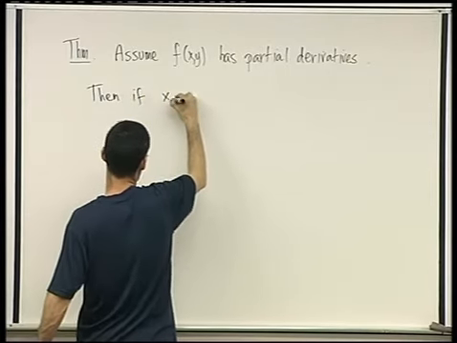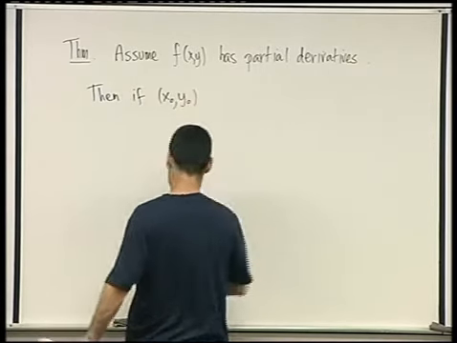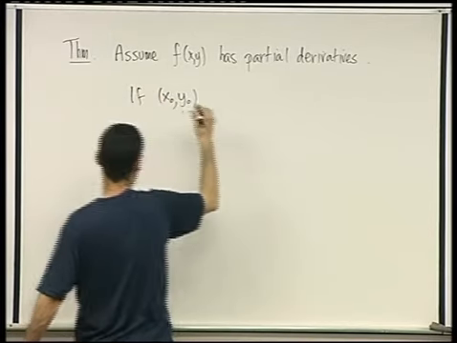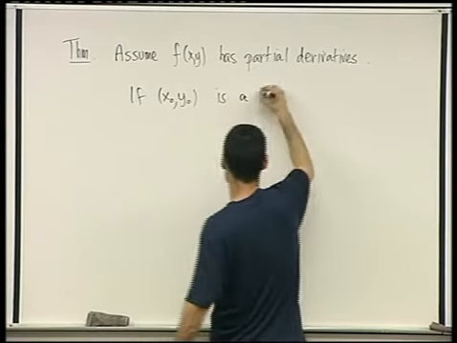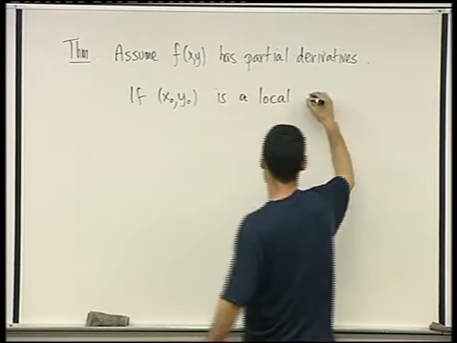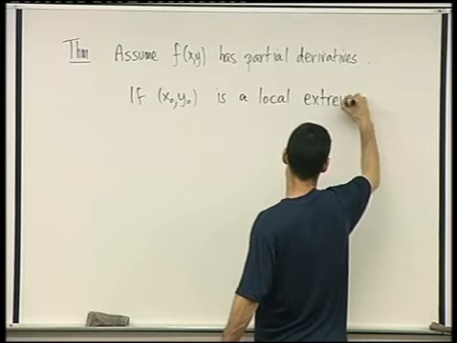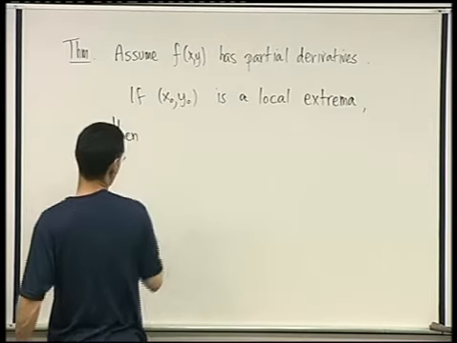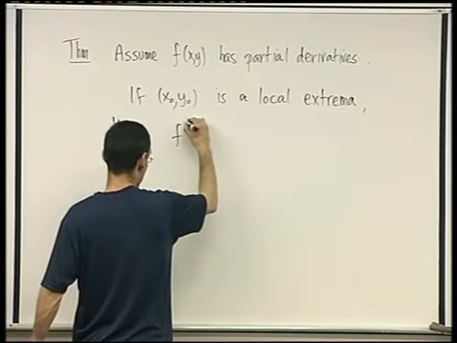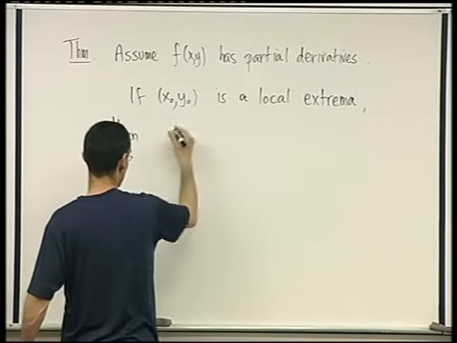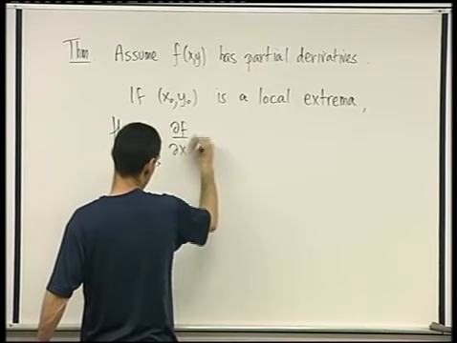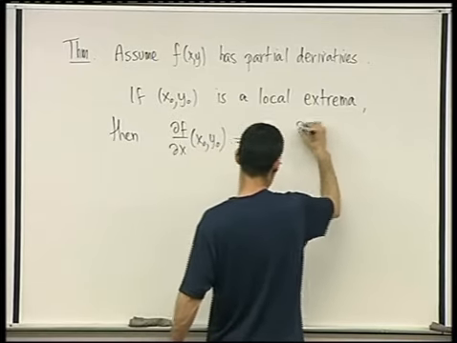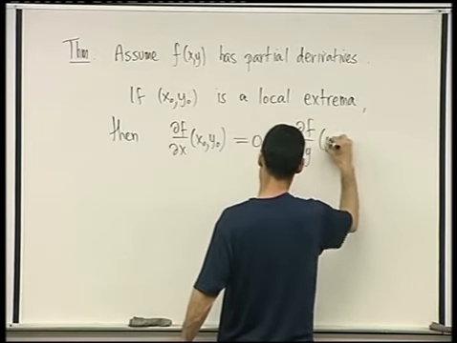if (x0, y0) is a local extrema, either minimum or maximum, then the derivative, f prime in two variables, ∂f/∂x at that point is 0, and so is ∂f/∂y at that point.